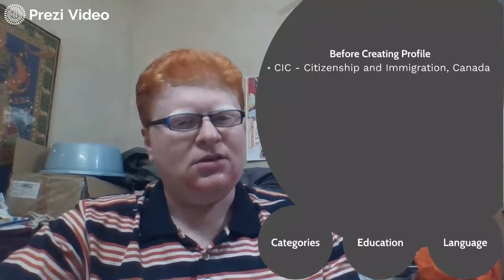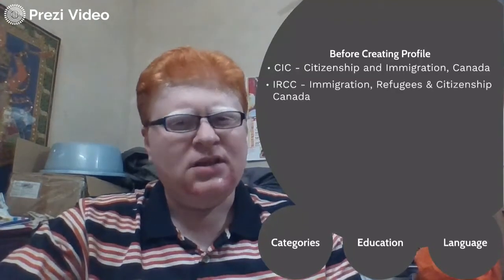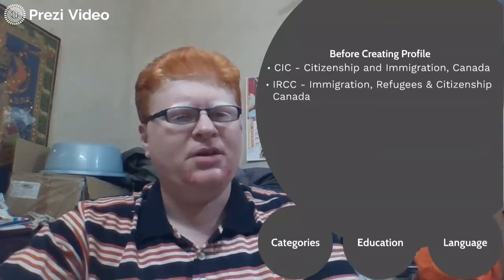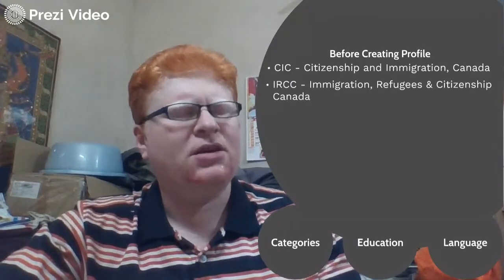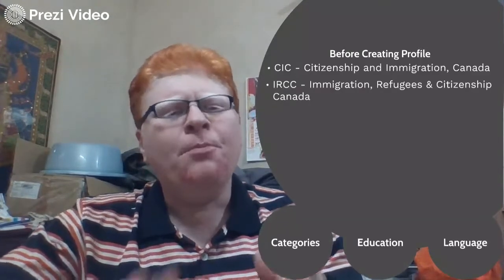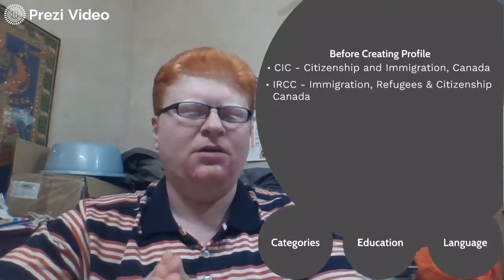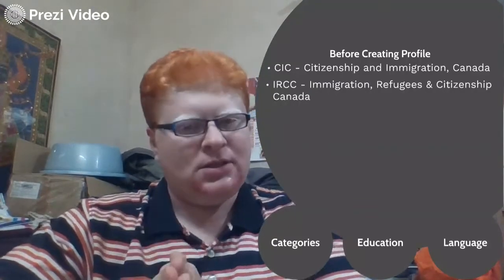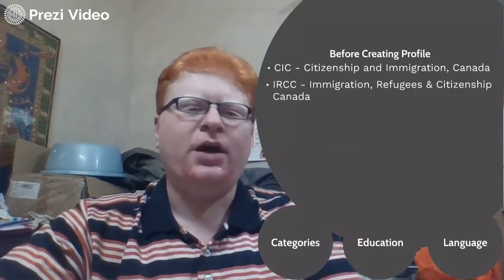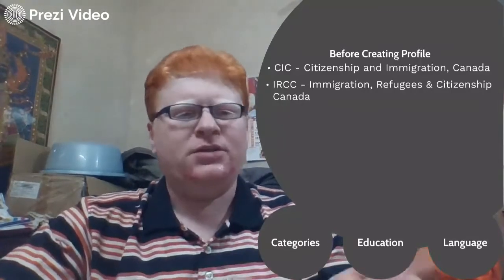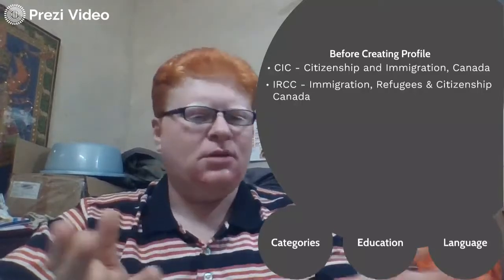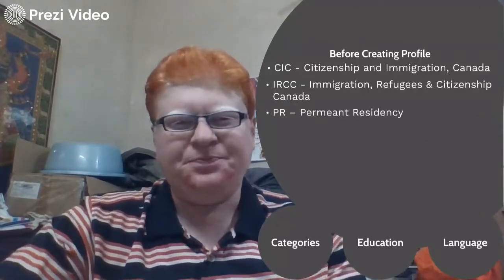One is CIC or IRCC. CIC means Citizenship and Immigration Canada, and IRCC is Immigration, Refugee and Citizenship Canada. Both mean the same. Earlier, the department which takes care of immigration and citizenship was known as CIC. They changed that name to IRCC. So people refer to CIC and IRCC equally. Both mean the same.